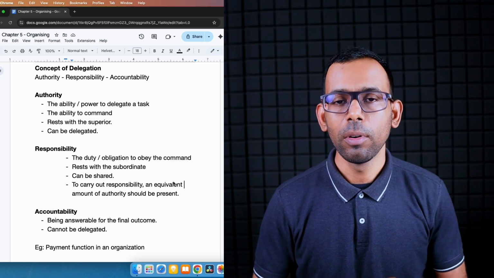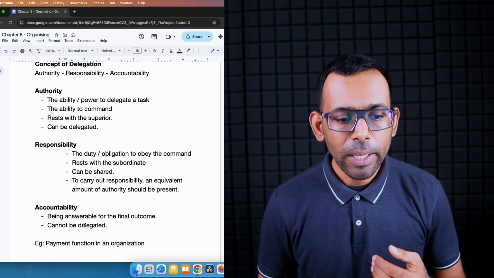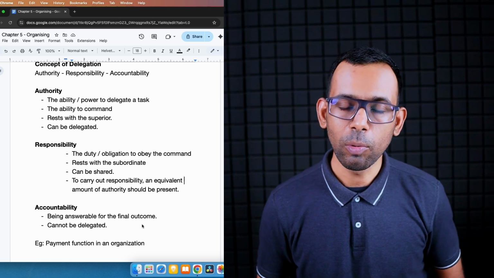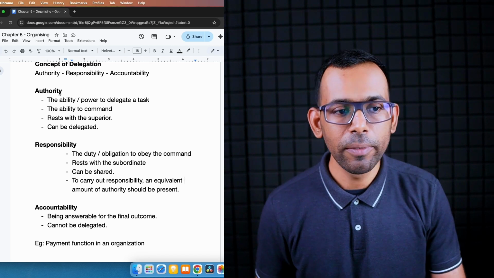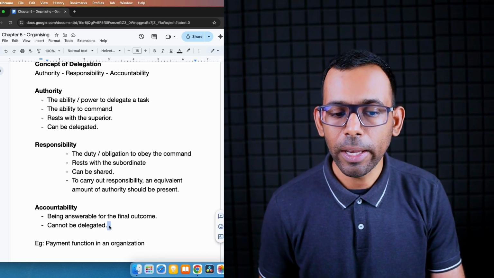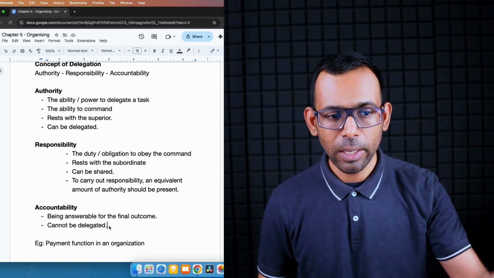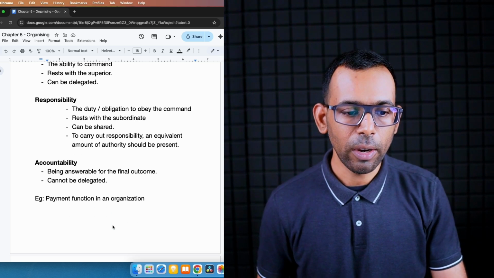Now let us talk about the third point, which is accountability. Accountability is being answerable for the final outcome, and accountability cannot be delegated. Now here I have given authority can be delegated, and here I have written accountability cannot be delegated. Now let us see these entire three terms in the context of a payment function in an organization.